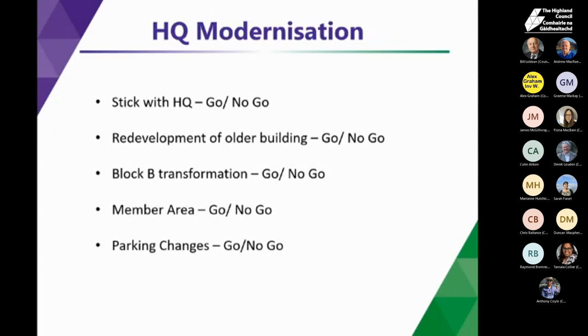But we will need blocks A and B in the short term as we rationalise out of other buildings across Inverness, for example. We need somewhere to have people go through on the journey to where their permanent location will be. But in the longer term, the vision is that we effectively just have these two blocks and the rest will go over time. So that's what we talked about in terms of Block B.